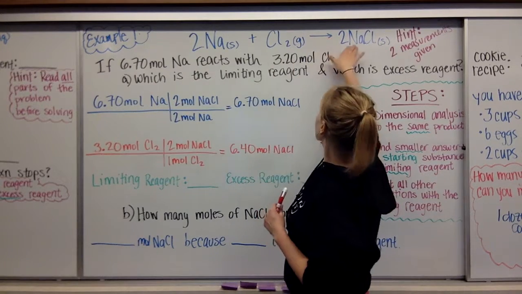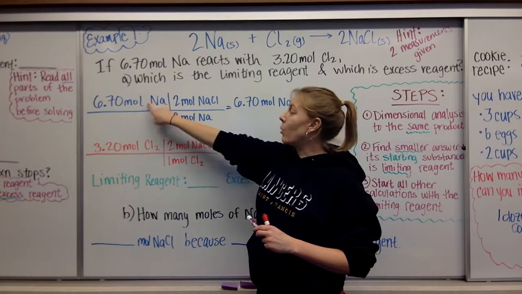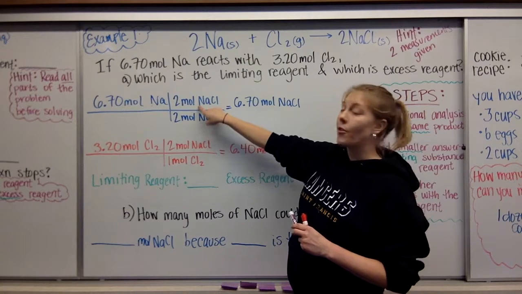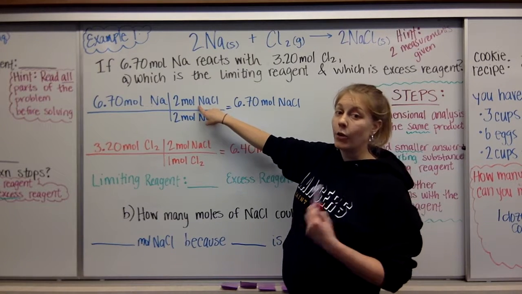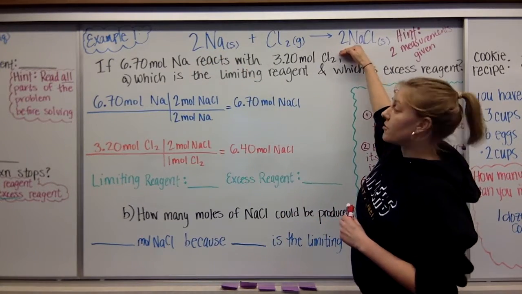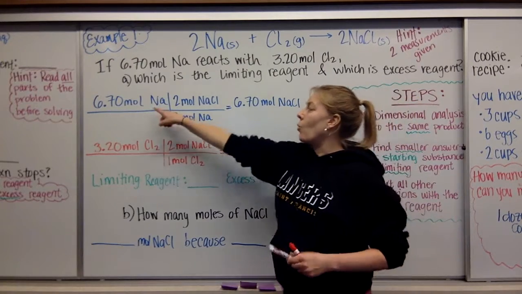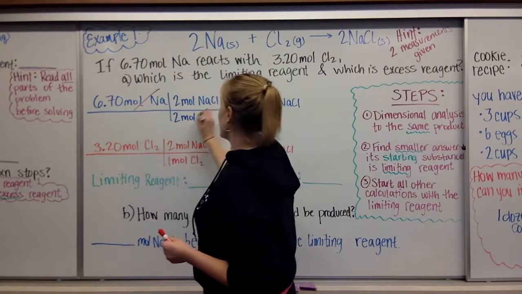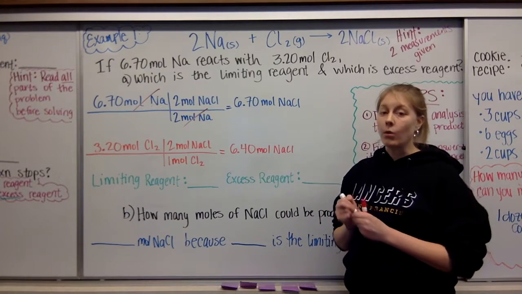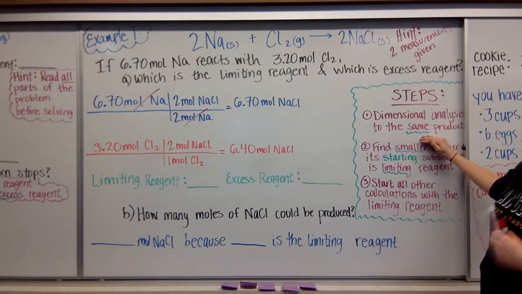Remember, the product here is NaCl. So I'm going to use my mole-to-mole ratio. If I have moles of Na on top, I have moles of Na on bottom. I'm trying to figure out the moles of NaCl, okay? And if we look at how many moles of Na, there's 2. How many moles of NaCl? There's 2. So this is a 2 to 2 ratio, right? We cancel out our moles of Na, and we're left here, after we do the math, with 6.70 moles of NaCl, okay?